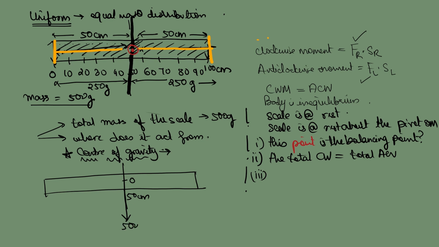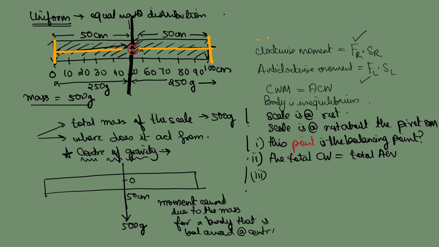So whatever be the mass of the body, what will be the moment that is caused due to the mass? Moment caused due to the mass for a body that is balanced at the center. Balanced at the center, meaning the mass, where the center of gravity is acting from, point O, because we say center of gravity is the point where all the moments become equal to zero.